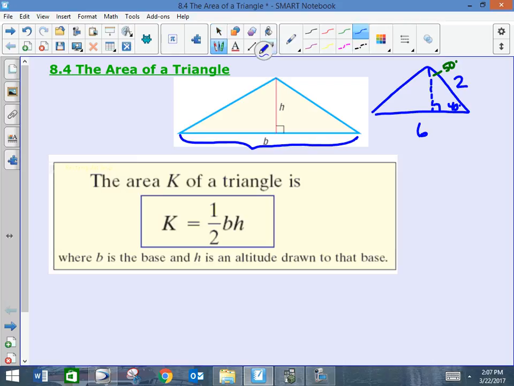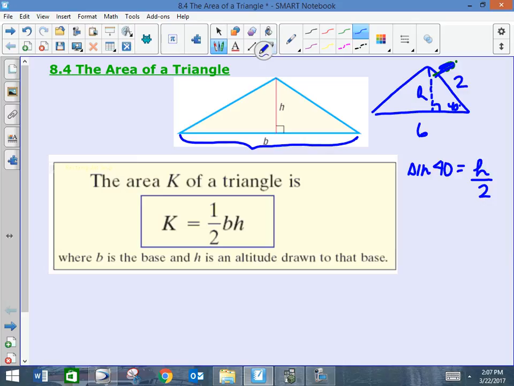I need to use trigonometry. Okay, could you be more specific? You're absolutely right. You're going to use trigonometry. Don't use the 50, use the 40 because that'll show me my... So this is H. Sine of 40 is H over 2.